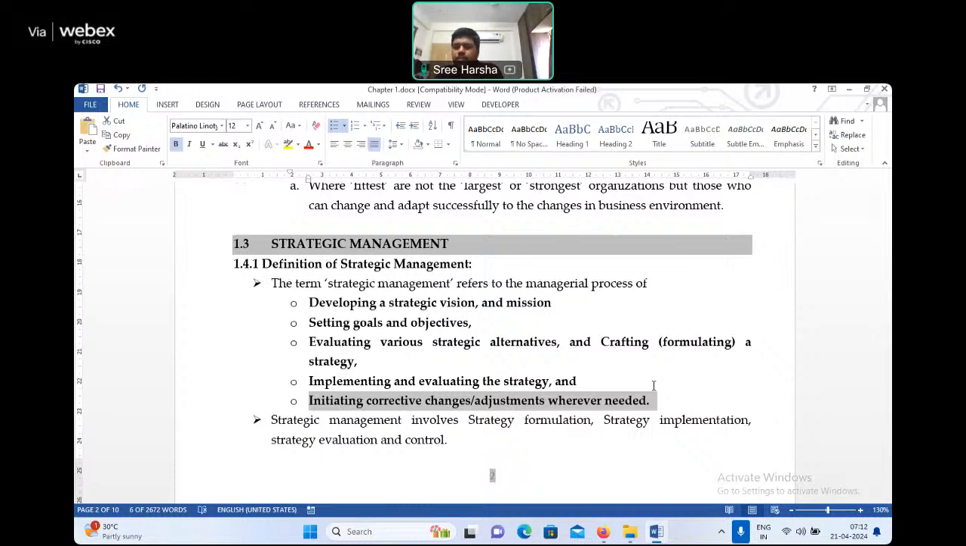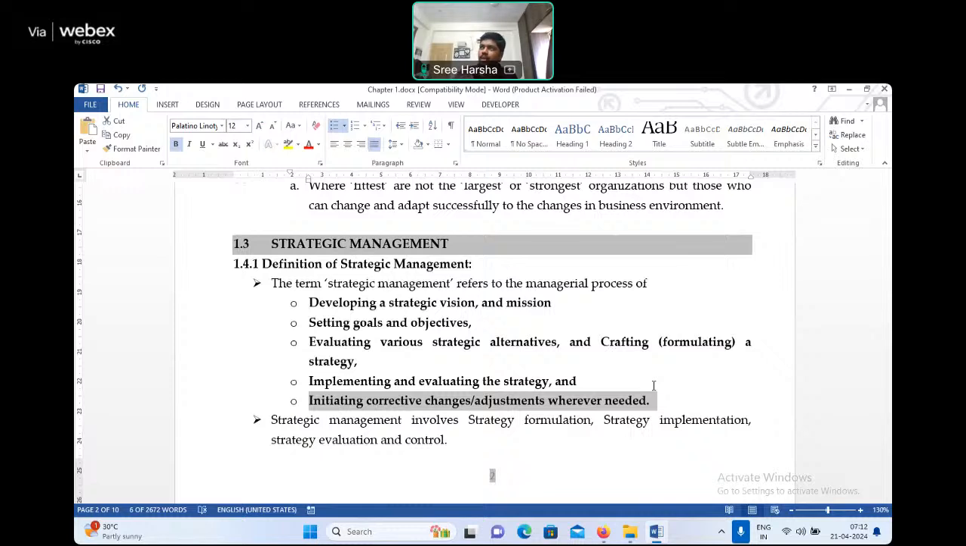So strategic management is an activity which involves steps. The first step is we should have vision and mission. We should have goals and objectives. And the third step is, based on this vision and mission and goals and objectives, we should formulate a strategy.